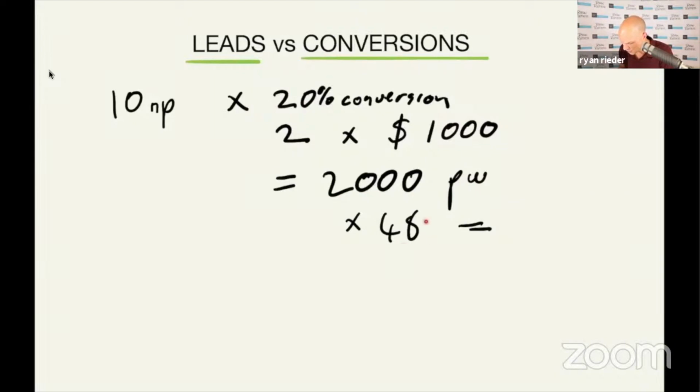So I'm going to explain 48. 2,000 times 48. 48 is weeks. I know there's 52 weeks in the year, but if you're going to work out your projections, I work my projections out in my business on 50 weeks because I have a business, and a business is a profit-making enterprise that works without you.